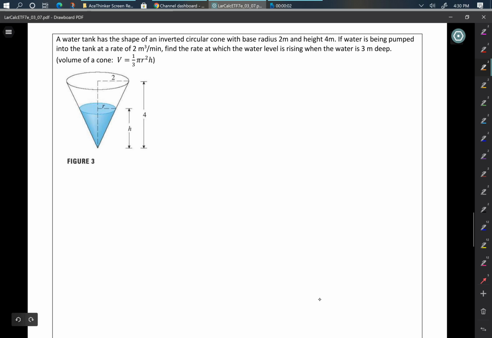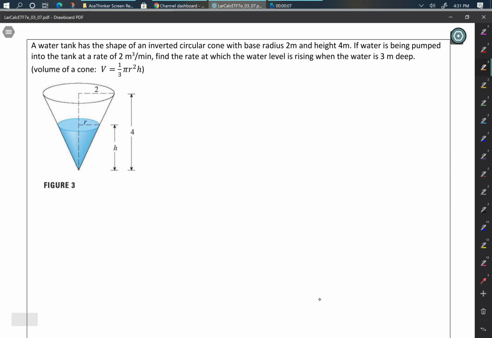All right, so welcome back for part three of section 3.7, related rates. We're going back to that problem we started the beginning of the section with. We got a cone full of water. A water tank has the shape of an inverted circular cone with a base radius of 2 meters and a height of 4 meters. If water is being pumped into the tank at a rate of 2 cubic meters per second, find the rate at which the water level is rising when the water is 3 meters deep. And in case you didn't know, the volume of a cone is V equals 1/3 pi r squared h.